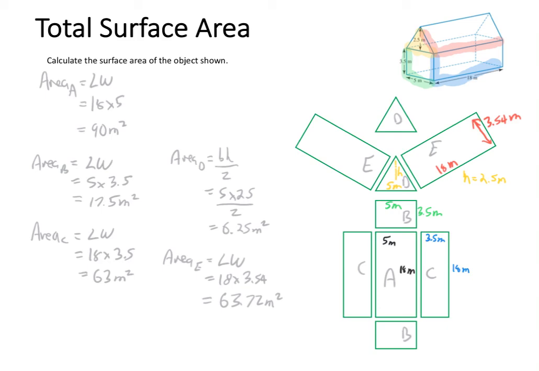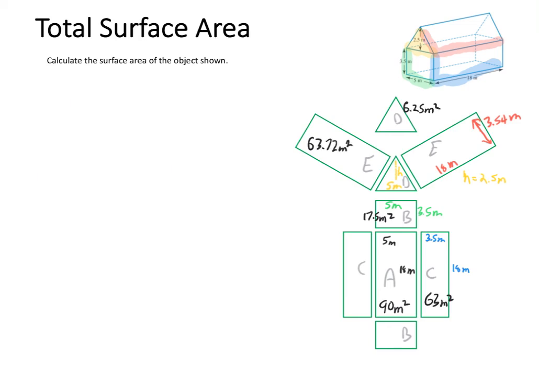I might go ahead and add them onto my diagram. So A is 90 meters squared, B is 17.5 meters squared, C is 63 meters squared, D is going to be 6.25 meters squared, and E is 63.72 meters squared. So my final step is to go ahead and calculate the total surface area.